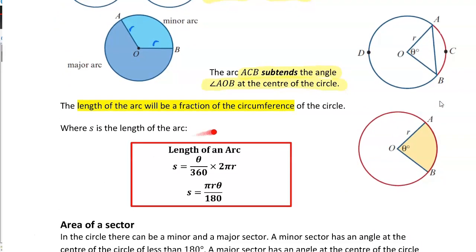So we have our formula here. S, which we think of as the length of an arc, equals theta divided by 360 times 2 times pi times r. That simplifies to pi r theta divided by 180. So that gives us the distance between 2 points on a circle using that curve.